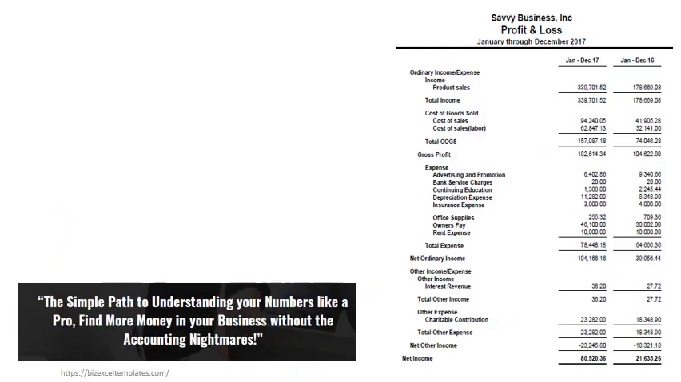This is Joe's Savvy Business Incorporated profit and loss statement. He uses QuickBooks. So every month or every year, or however often you want to do it, you get a financial report from your financial statements. But what does it really mean? I mean, sales are $339,000. But what does it mean?